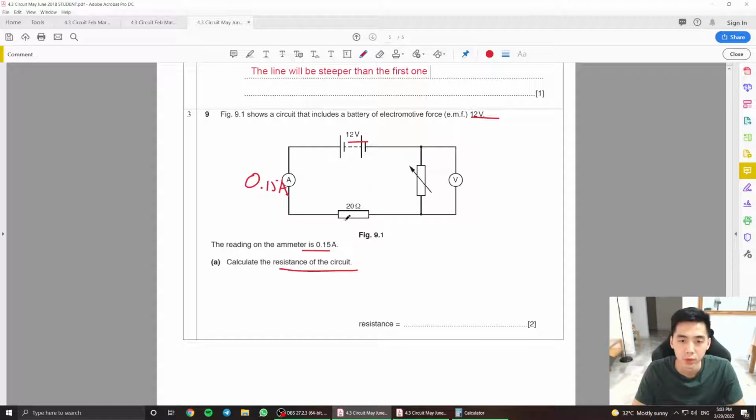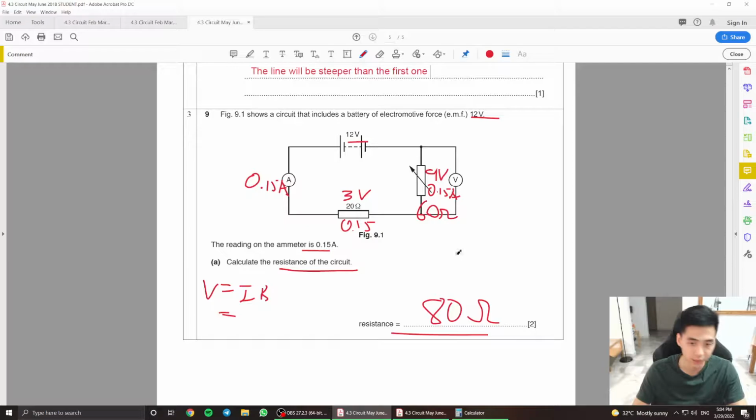If it's 0.15 here, first and foremost I need to find the voltage. V equals IR. 0.15 times 20 is supposed to give me 3 volts only. And this here is supposed to have the remaining of the 12 volts, which is 9 volts, right? With the current in the series being 0.15 amperes as well, if I want to find the resistance here, it's going to be 9 divided by 0.15, which is supposed to be 60 ohms. Combining these two together is obviously supposed to give me a total of 80 ohms here. Okay, and that's how you're supposed to do 4.3.